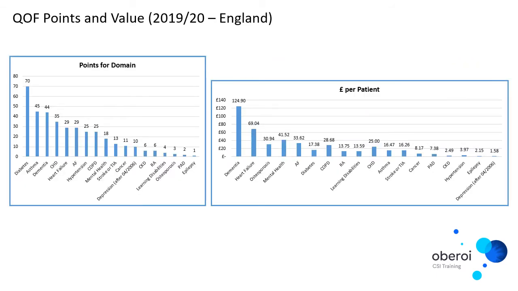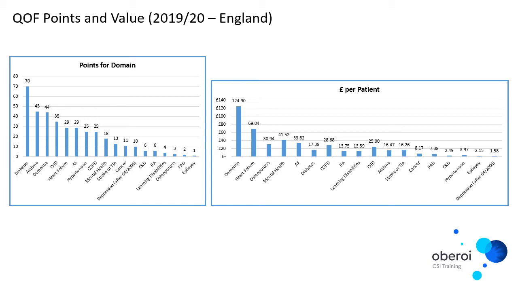So these are the QOF points and the values for 2019 and 20 for England, just as an example. You can see the highest number of points available are for diabetes, so there's 70 points available for diabetes. And then we've got, say, 25 for COPD, 6 for CKD, down to the bottom where we've got just 1 for epilepsy. So you can see that there's a lot more work involved, obviously, in achieving those points.